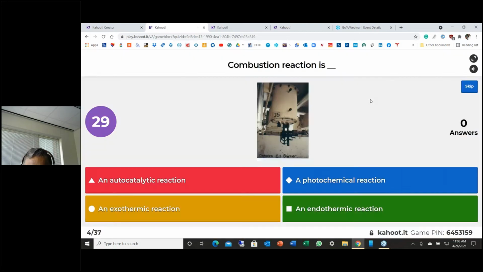Combustion reaction is a photochemical reaction, an endothermic reaction, an autocatalytic reaction, or an exothermic reaction.